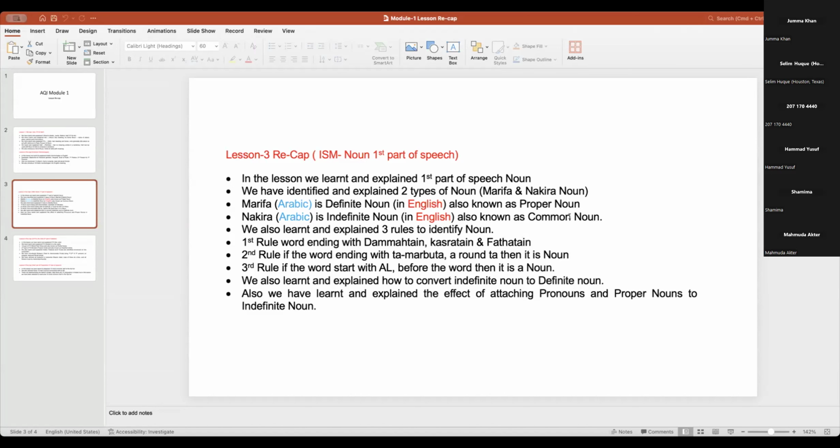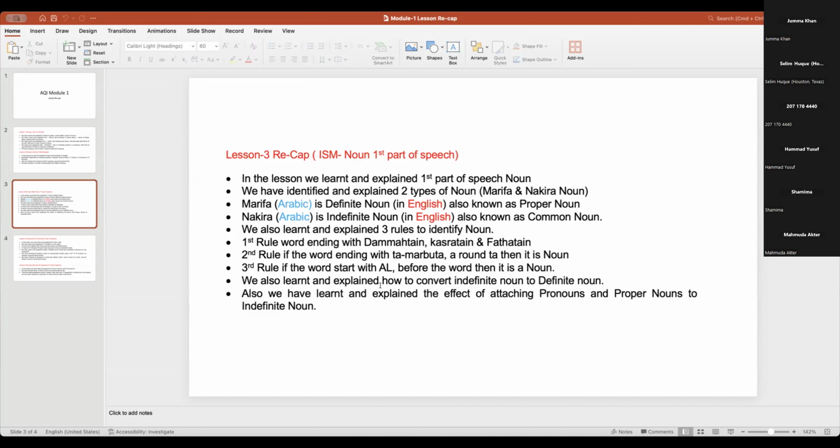And then we also learned and explained 3 rules to identify nouns. The first rule was a word ending with dammatain, kasratain, or fathatain, it's a noun. Second rule, if the word ends with ta marbuta, the round ta, then it is a noun. Number 3 rule was, if the word starts with al, then it is a noun. These 3 rules teach you how to identify nouns. We've got lessons coming very soon, and a whole lesson is dedicated to identifying nouns by sight. So far you've learned 3, and you will learn further, inshallah.